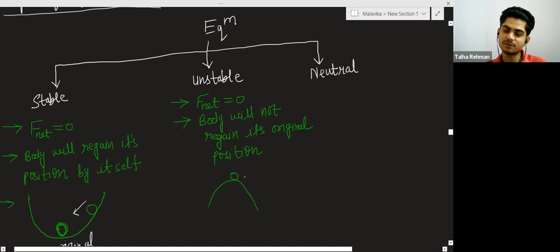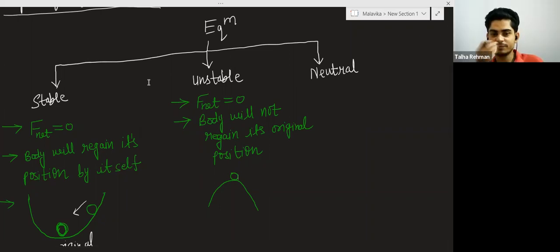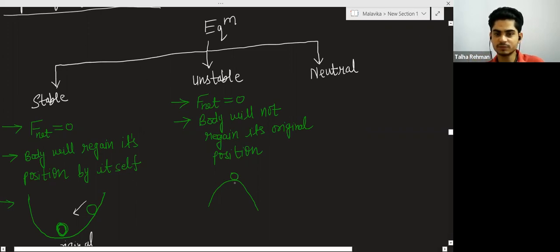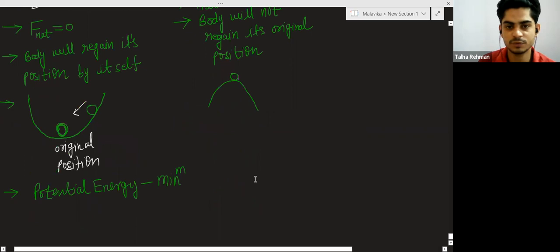Am I audible? Hello? Yes, sir. So please tell me, will this ball regain its position when I disturb it from here? No, sir, it cannot roll back up. Okay. So this is the condition of unstable equilibrium. Here you can write one point: the potential energy is maximum.